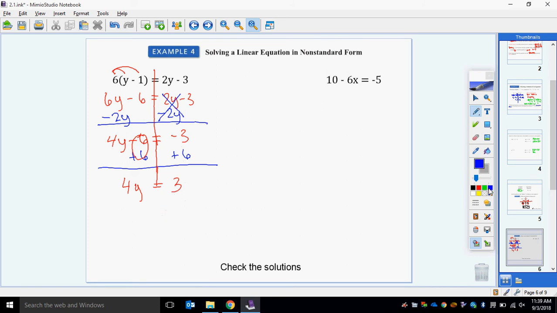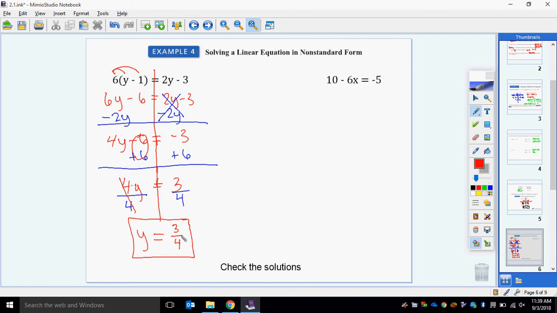The last step I need to do is get rid of this times 4. Well, to undo a multiplication by 4, I want to divide by 4. If I do it on one side of the equal sign, I have to do it on the other. The 4's cancel, or 1 out, and I get y equals 3/4. It's okay to have a fraction. I'd prefer you leave it as a fraction rather than a decimal.